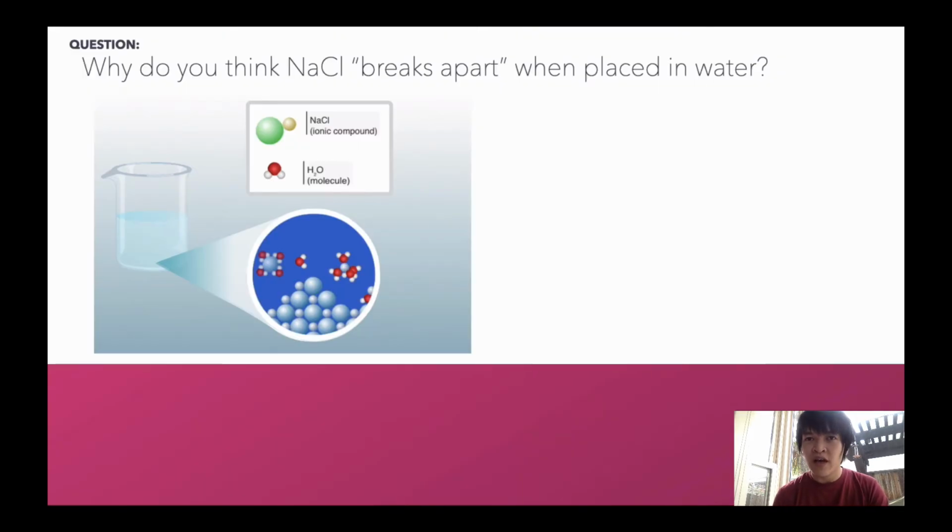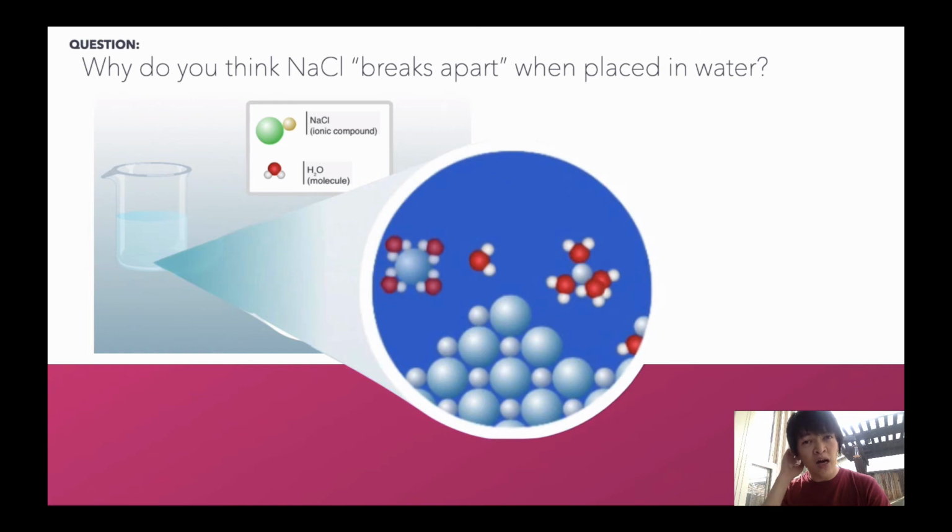Now let's look back at our example where a substance like table salt is dissolving in water. I've got a question for you. Why do you think salt breaks apart when you place it in water? I want you to pause the video for a short moment to collect your thoughts.